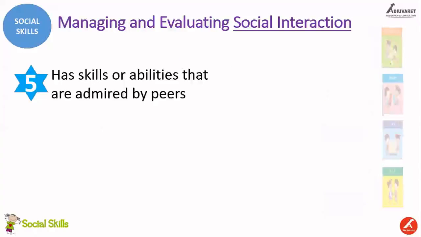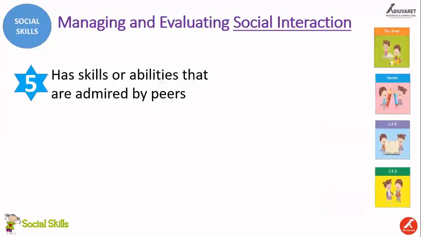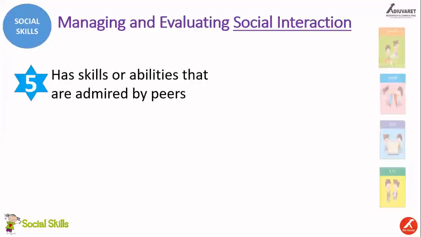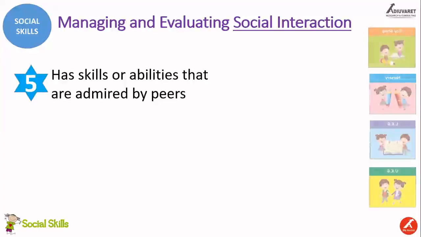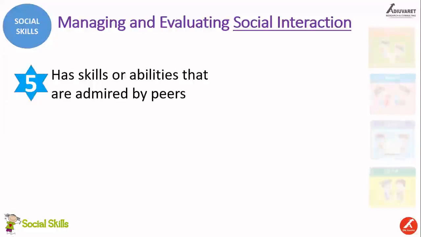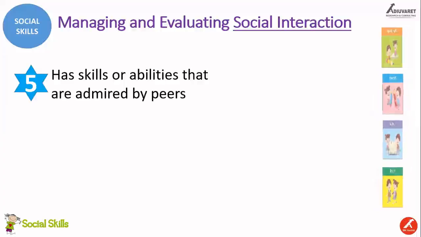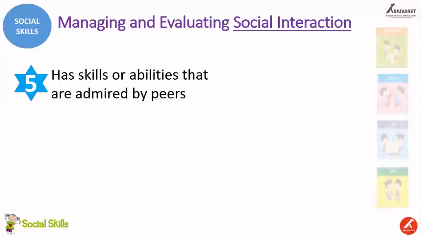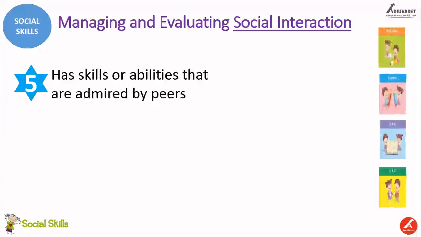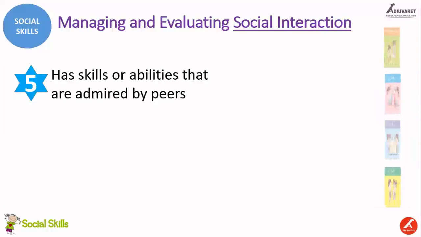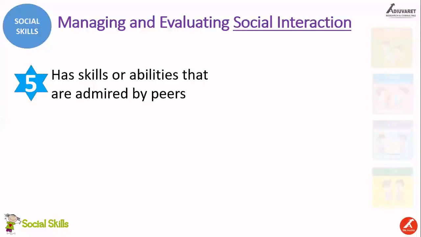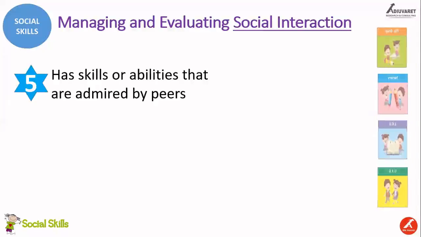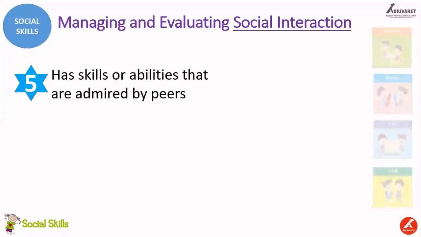Then going further, the fifth skill we are trying to evaluate under social interaction is that the child has skills or abilities that are admired by peers. In the social aspiration theory of social skill, this is mentioned very significantly, that any human being is always motivated if somebody admires them. This is true for a child, true for an adult, and also true for leaders. If somebody praises us, then we become more motivated.